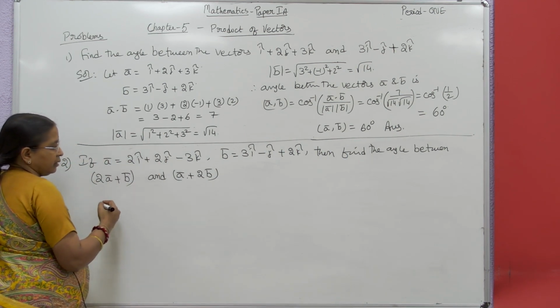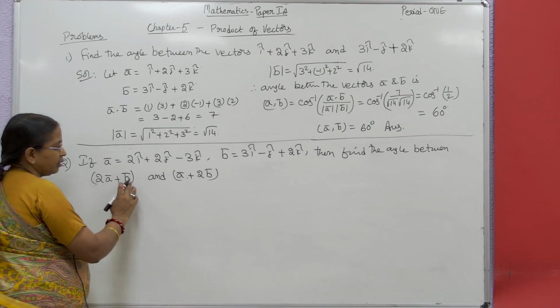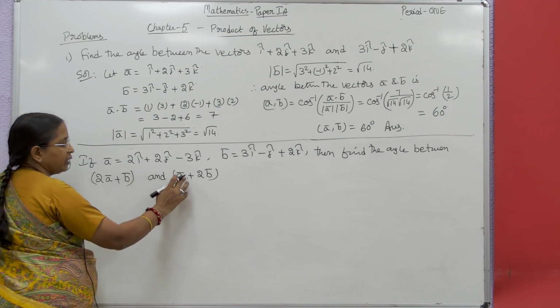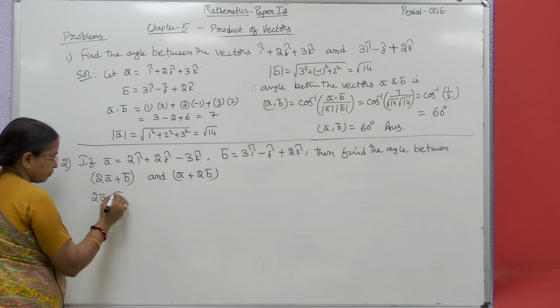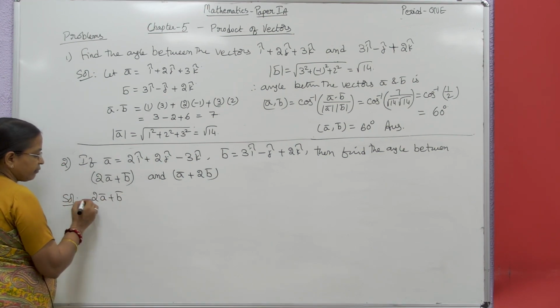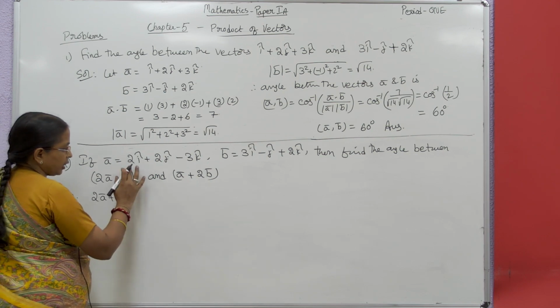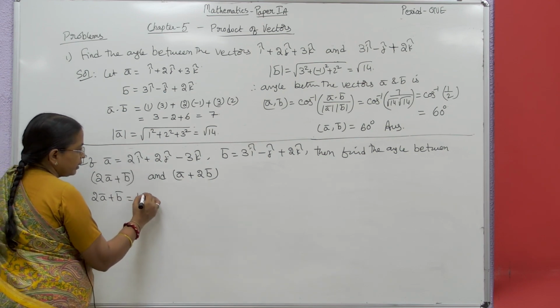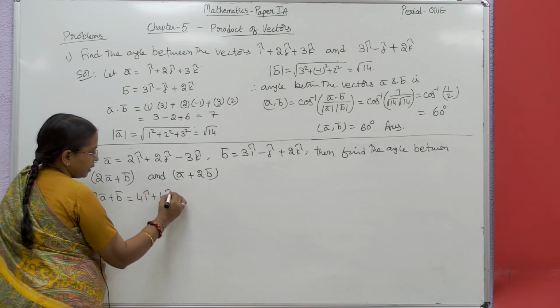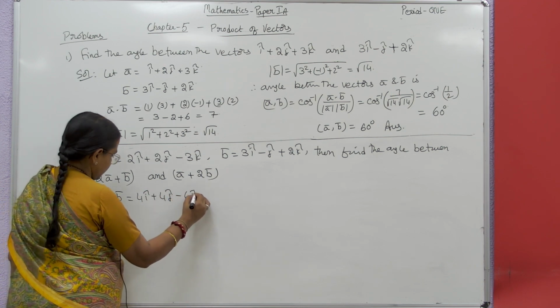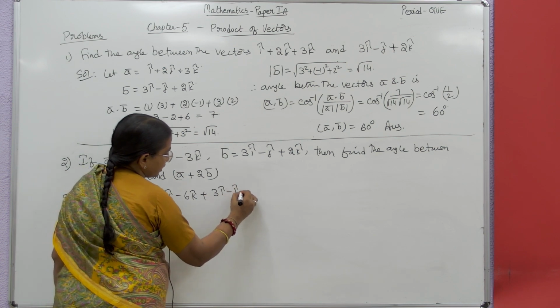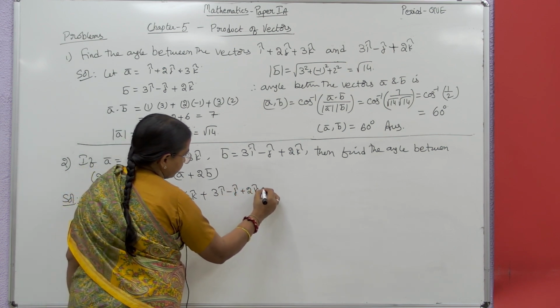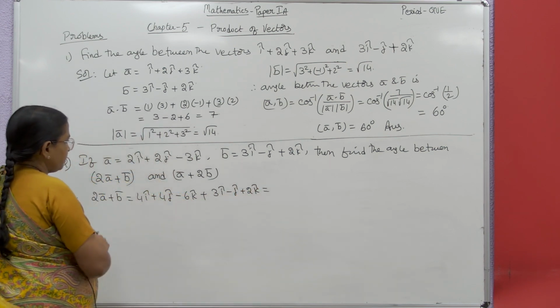Now A and B are given. You must find the angle between the vectors 2A plus B and A plus 2B. So first we'll find 2A plus B vector. In the solution, we'll find 2A plus B. What is 2A? 4I plus 4J minus 6K, plus B vector. Add B vector 3I minus J plus 2K. Now the procedure is same. Just find 2A plus B.